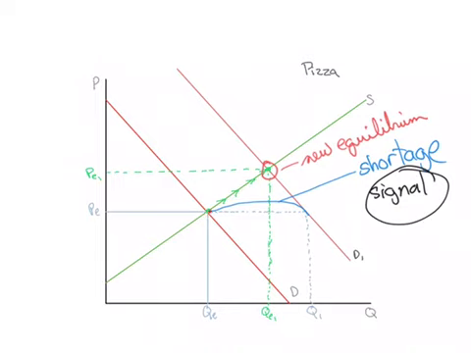Now, we don't necessarily go straight to this new equilibrium in the matter of a day. This might take a little while, a few days, a month even, who knows. But eventually we'll settle on this new equilibrium. So this is what happens when there's a change in the non-price determinants of demand that cause the demand curve to shift to the right.